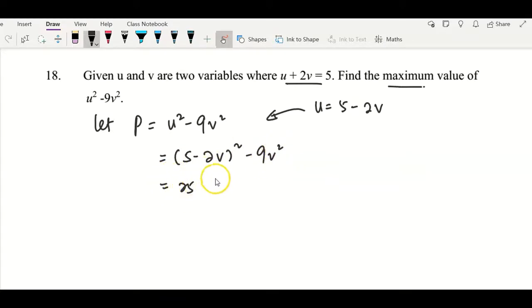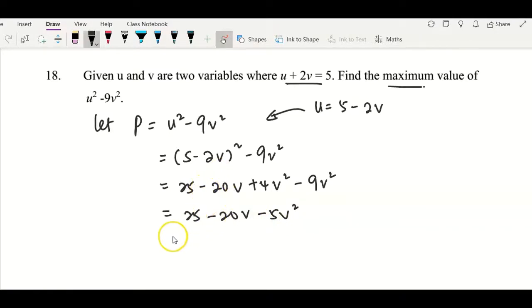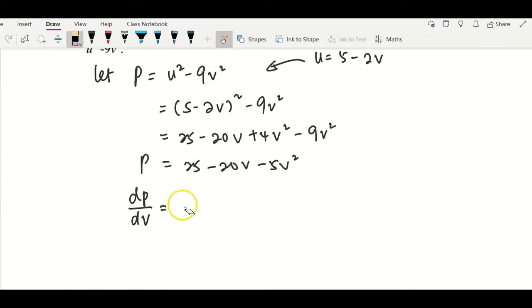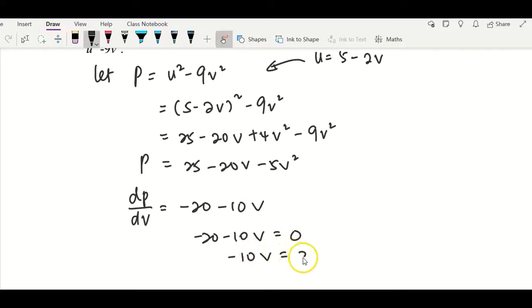Expand it, easy for you to differentiate. You will get 25 minus 20v plus 4v squared minus 9v squared. Simplify further, you get 25 minus 20v minus 5v squared. After that, I want to get dp/dv. You will have your dp/dv as negative 20 minus 10v. And let this equal to 0. You get negative 10v equals to 20, then v equals to negative 2.